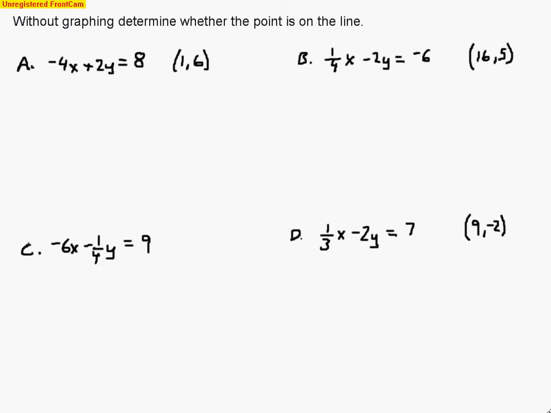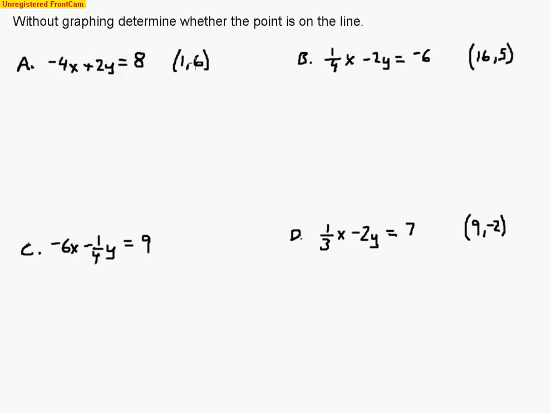Today we are going to determine whether a point is on a line. The way we're going to do that is we're going to use substitution and then evaluate an expression to see if it equals the number that the variables are set equal to. For instance, here we have an equation, negative 4x plus 2y equals 8.